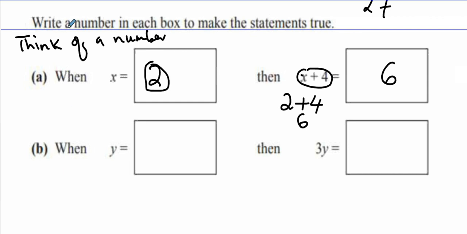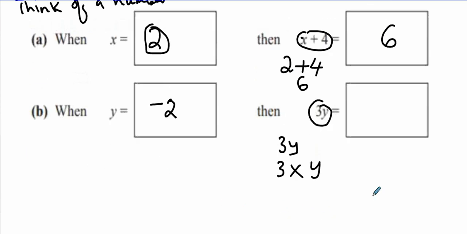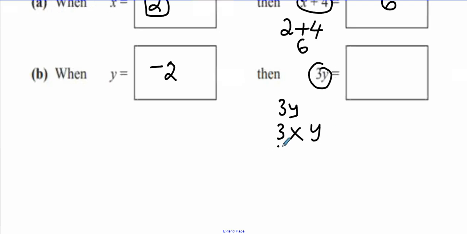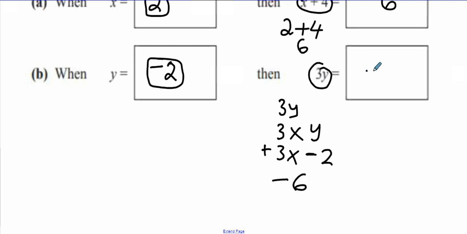Okay, write a number. A number can be positive, can be negative, it doesn't matter. So when y is, say, negative 2, then what is 3y? Now 3y means 3 times y, but what is my y? My y is negative 2. So what is positive times negative? This will be negative 6. So 3y will be negative 6. See that? Okay.